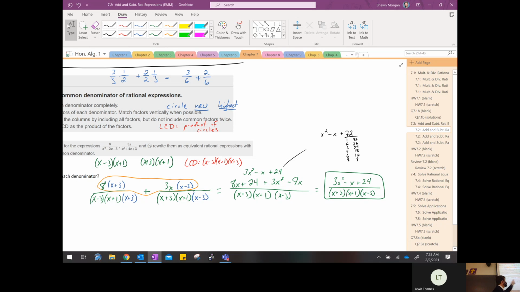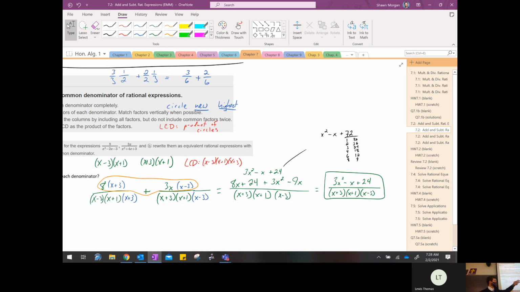Step number 2 is change each fraction. And that's where we multiply by a clever form of 1. Whether it's x plus 3 over x plus 3, whether it's x minus 3 over x minus 3. Okay, so we found the LCD, step 1, change each fraction, step 2.